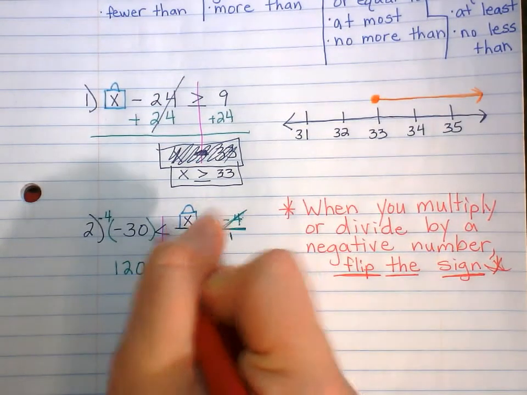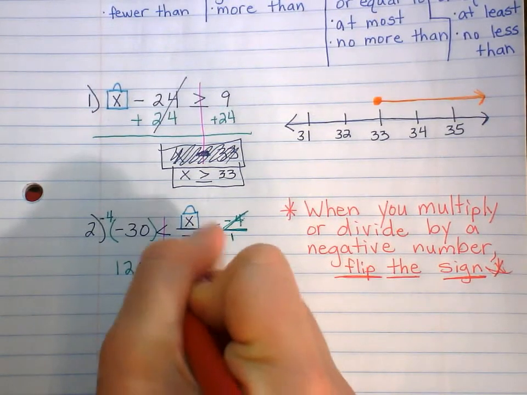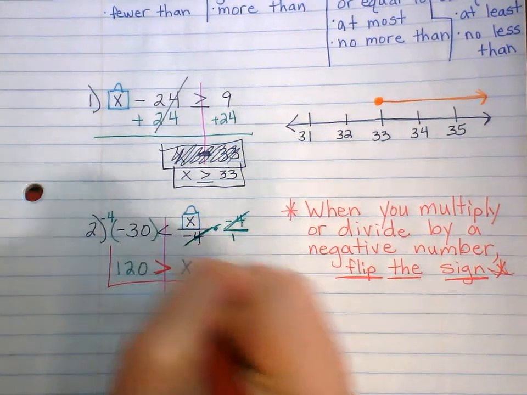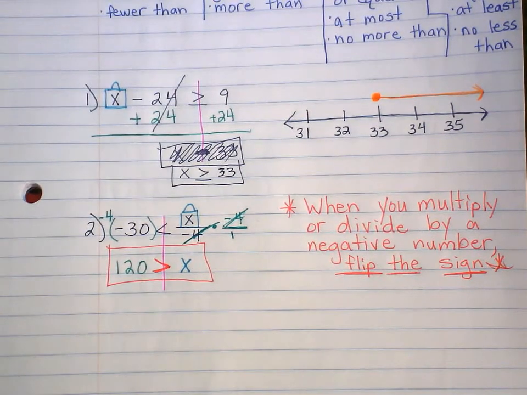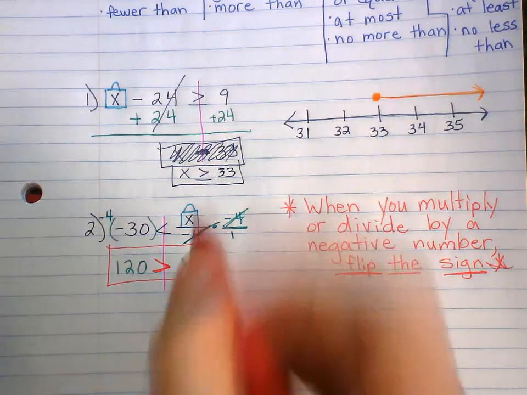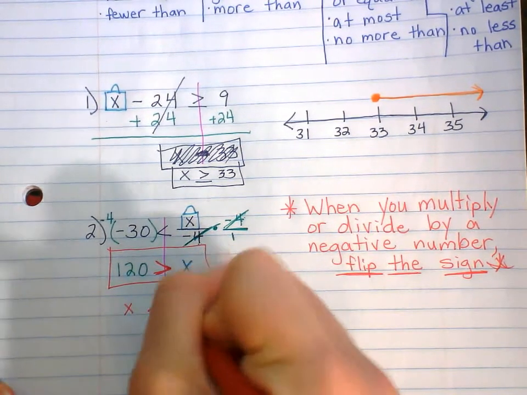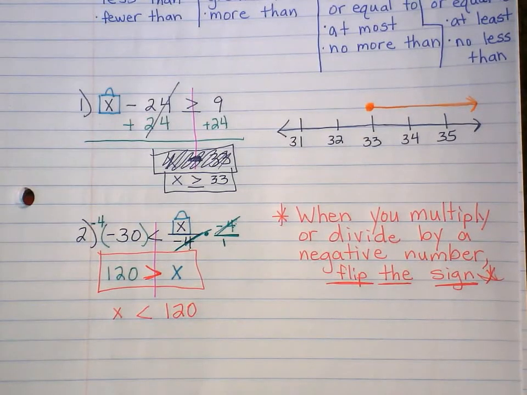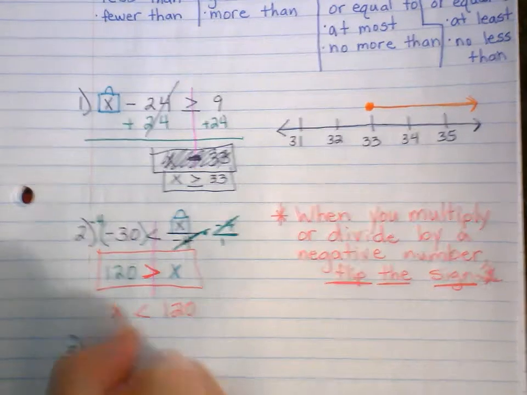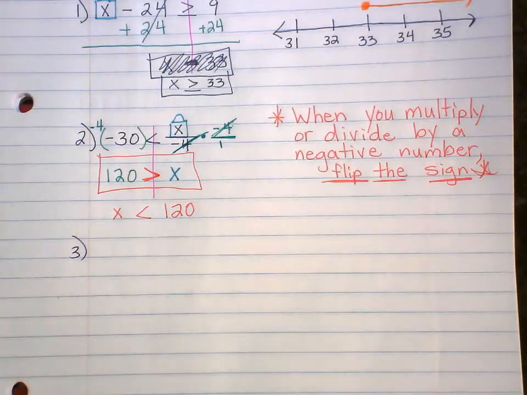So, it used to be a less than sign. We need to make it a greater than sign, or else it is wrong. So the answer is 120 is greater than x, or x, the small side is facing the x, is less than 120. Number 3. So this is the most important rule ever for inequalities. All right, number 3.